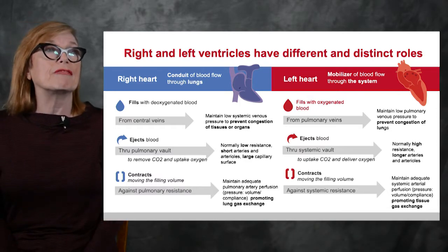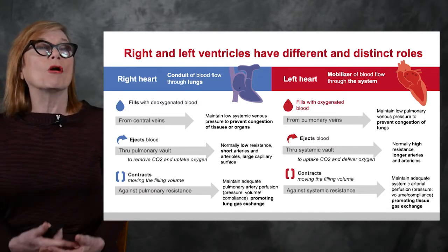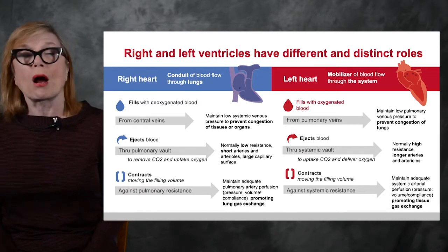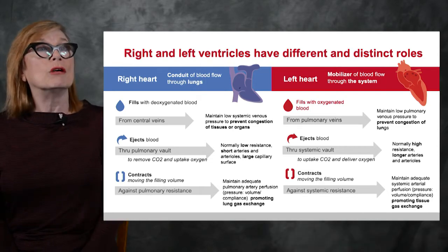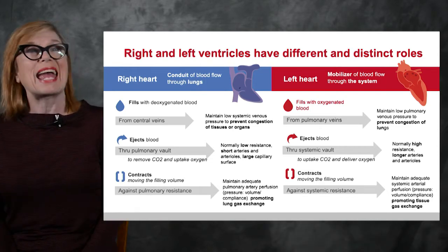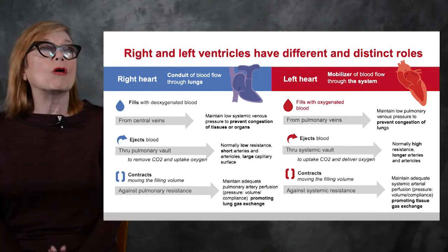is systemic venous congestion. Now, the right ventricle ejects blood up into the pulmonary vault with really two primary purposes: to move blood past the alveoli and remove carbon dioxide and also take up oxygen. Now, the pulmonary bed is a very low resistant bed.